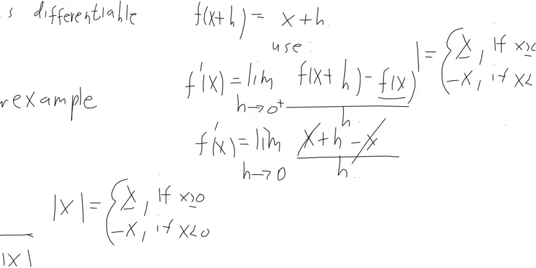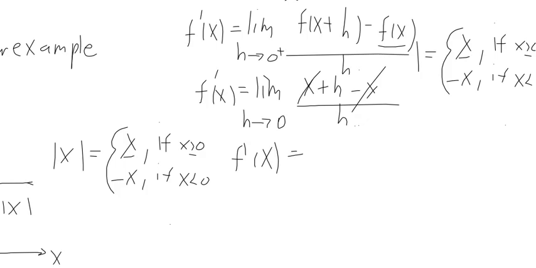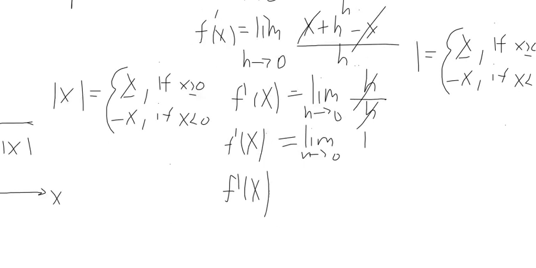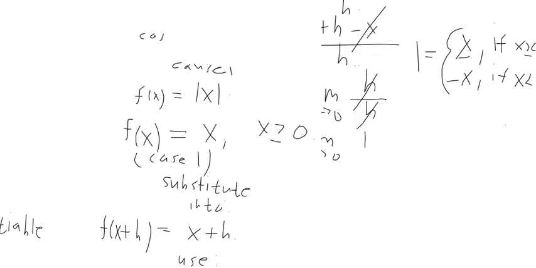Therefore, I get f prime of x equals the limit as h approaches 0 of h over h. The h and h get eliminated because it's h divided by h. This is the limit as h goes to 0 of 1, which is equivalent to f prime of x. The limit as h approaches 0 of 1 is just 1, so f prime of x is equal to 1. So we figured out what the right-hand limit is. This was case 1. Now we do case 2.